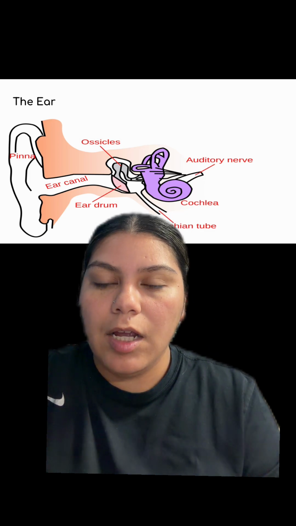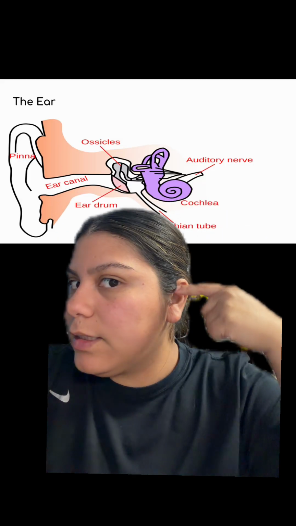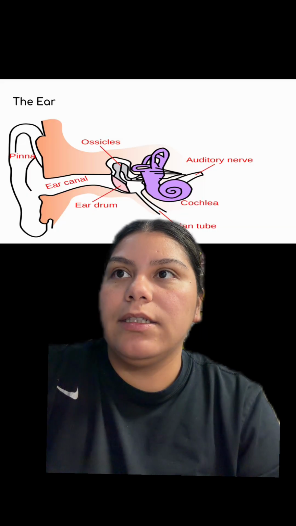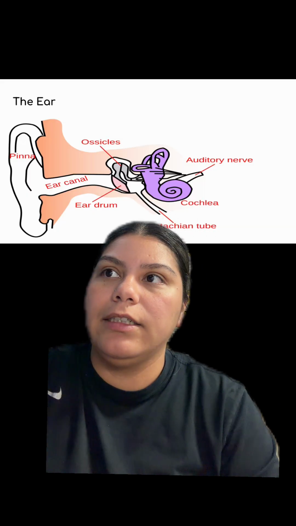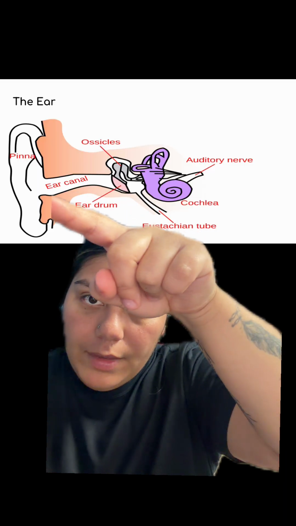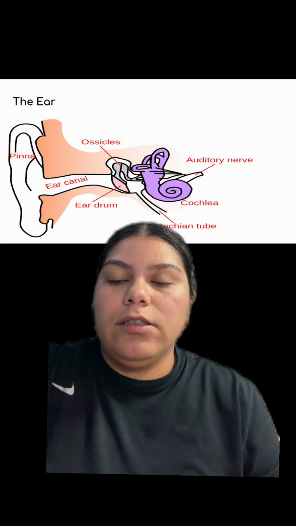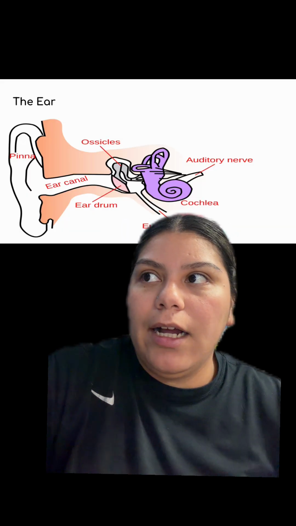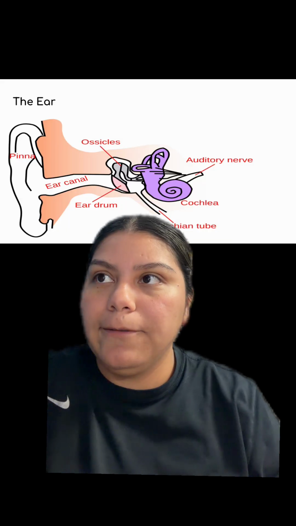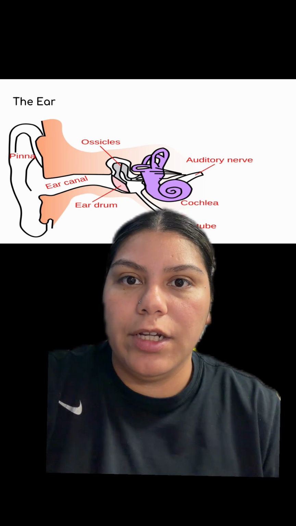So we're going to start off with the pinna, which is this one right here. It's the outer ear, it's visible, and the main function of that is to collect sound waves from the environment and direct them into the ear canal, which is right here. And this is the ear canal. The ear canal is a 2.5 centimeter tube connecting the outer ear to the eardrum, which is the part that is pink highlighted right there. The main function of that is to channel sound waves to the eardrum.